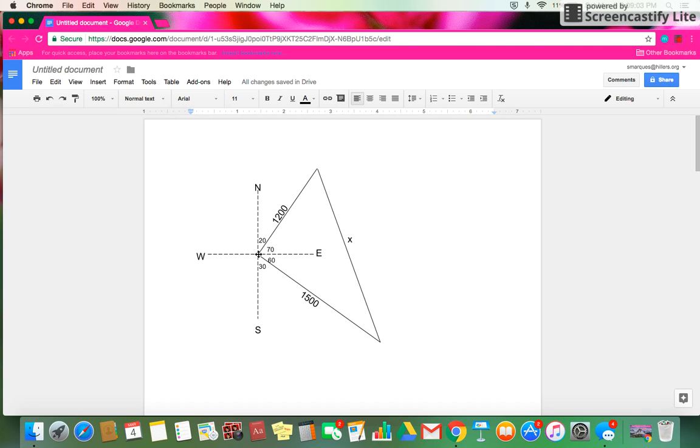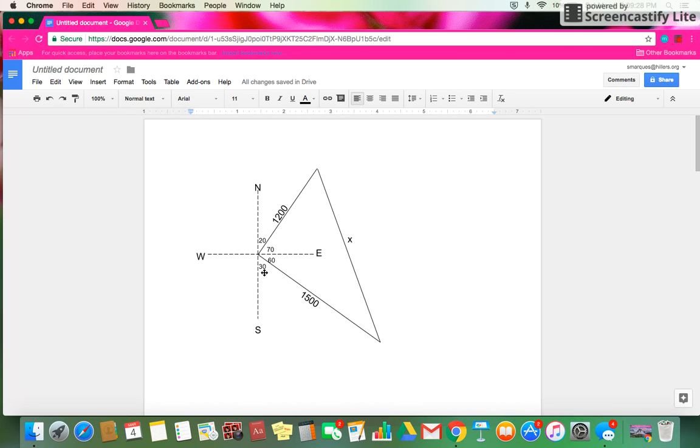And then you're just going to focus on the bearings for each of the planes. So it says plane A flies at north 20 degrees east, which means you're going to start north and then move toward east 20 degrees. And then plane B flies at south 30 degrees east, which means you start at south and then move toward east 30 degrees. And then you can focus on the miles and miles per hour for each of the planes.